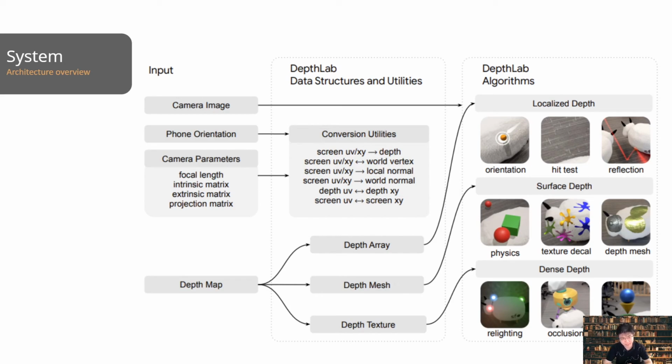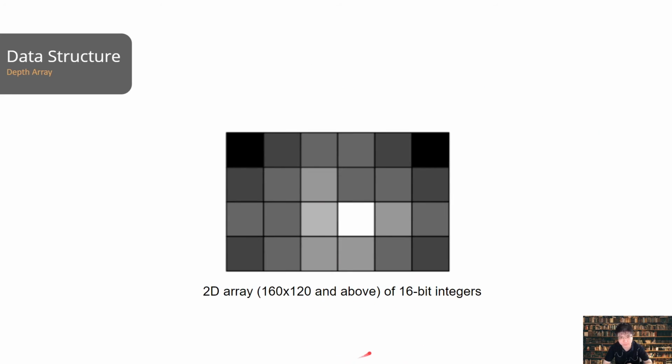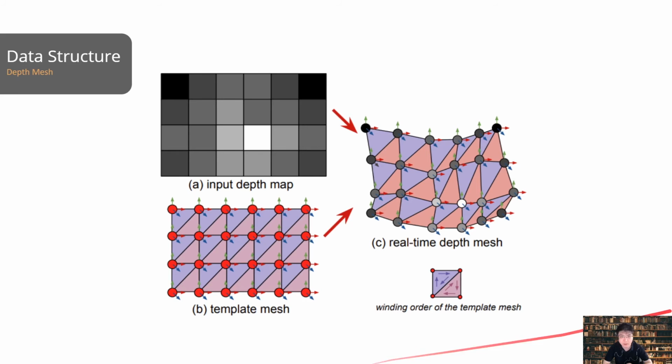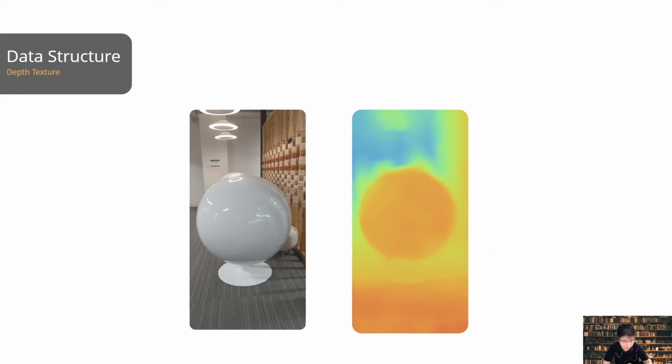When developing DepthLab, we architect and implement a set of data structures and real-time algorithms for mobile AR developers. We generated 3 kinds of data structures: depth array, depth mesh, and depth texture. Depth array stores depth in a 2D array of 16-bit integers on the CPU, which is typically 160 by 120 pixels and above. Second, depth mesh is a real-time triangulated mesh generated directly from the depth map. We'll introduce later how we generated the depth mesh. Third, depth texture, which is basically a GPU texture decoded from the depth array and interpolated to larger resolution.